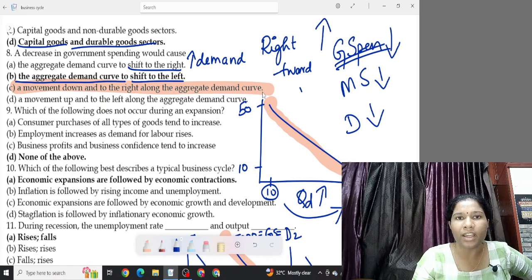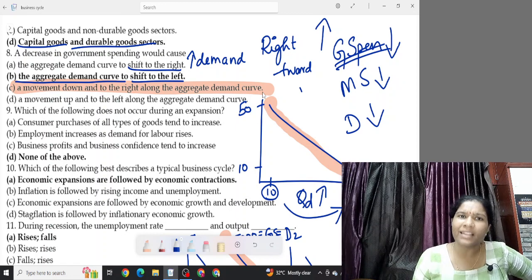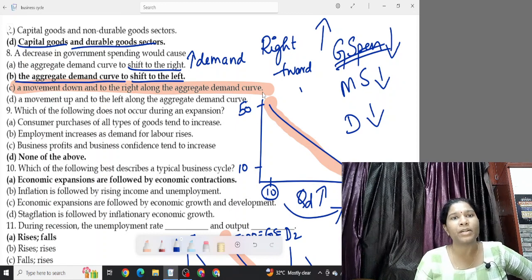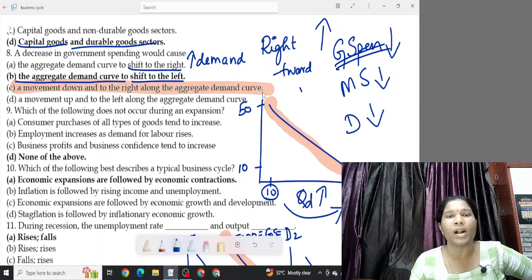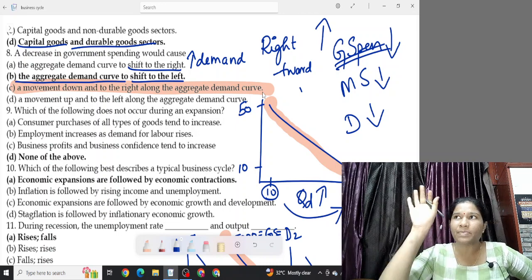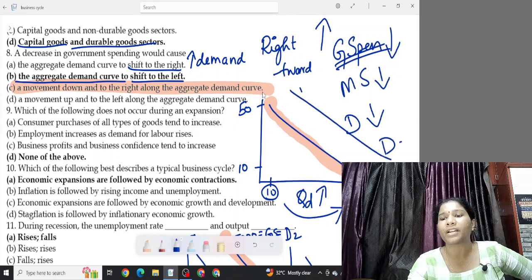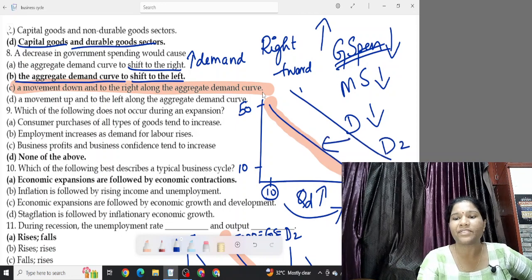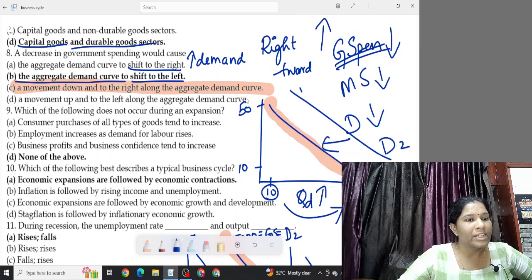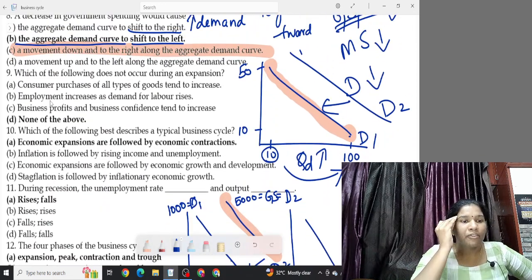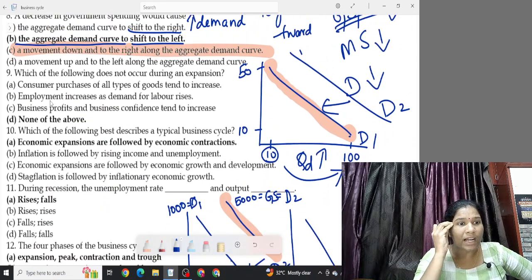So here we are talking about prices remaining the same. Okay, people were buying so many goods last month, but this month people have reduced their quantity demanded because government spending has gone down. So here people are actually moving from upper curve, that is D2 to D1. This is called as left side movement. Okay. Next one, if you have any doubt, please let me know. And then, which of the following does not occur?